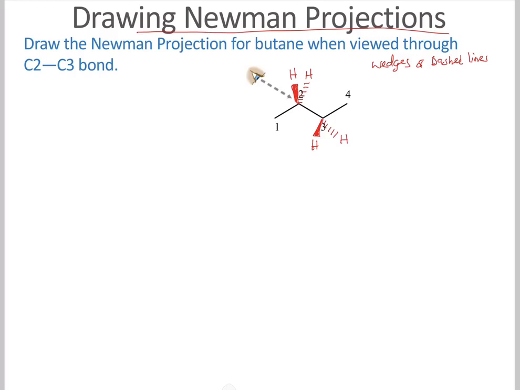Once we have those hydrogens being visualized properly, then now we can draw the Newman projection. In the Newman projection, by focusing on the indicated position, we can identify which atom is on the front and which one is at the back. So carbon number 2 is on the front. For the front one we use a dot, and the one at the back we use a circle.